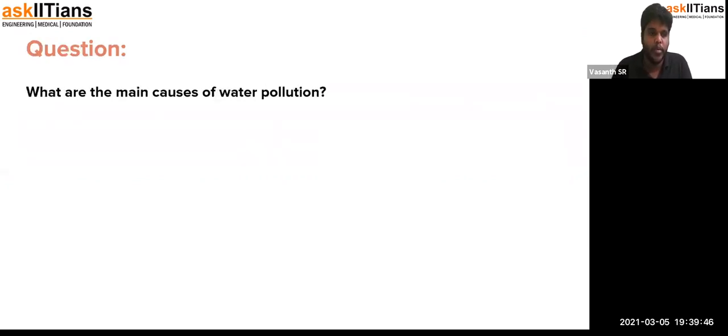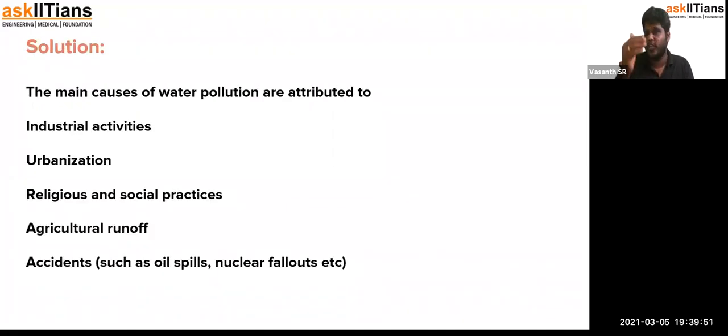The next question will be, what are the main causes of water pollution? Water pollution is caused by several things, and a few of the important ones are listed below. One is industrial activities and urbanization, religious and social practices, agricultural runoff, and some accidents which can also terribly cause a huge downfall in the quality of the water. Okay, so these are the main causes of water pollution. I hope you all understood the question and answer.